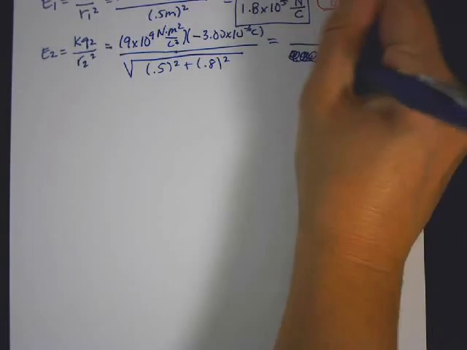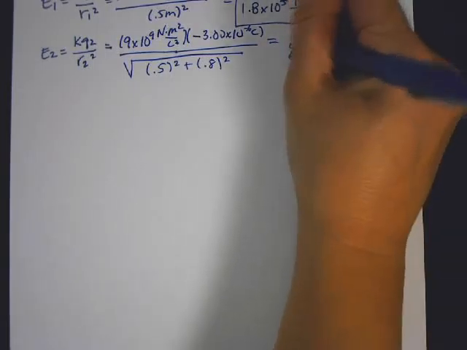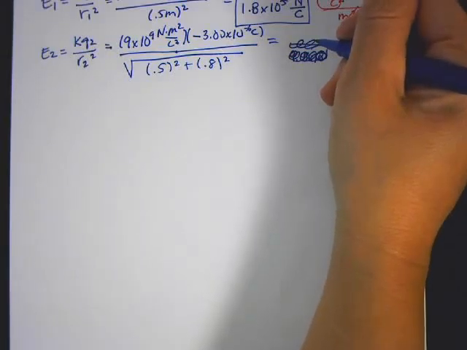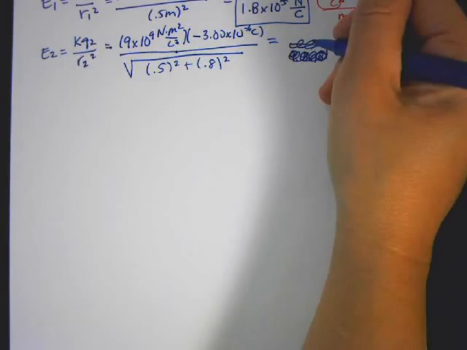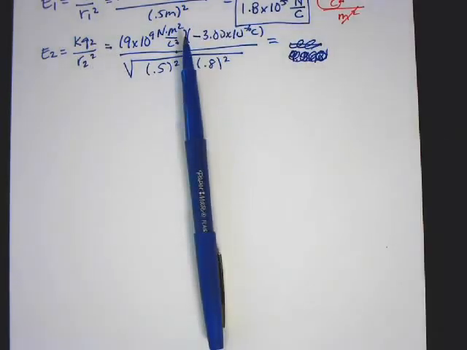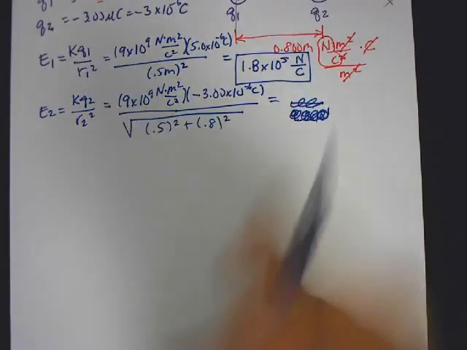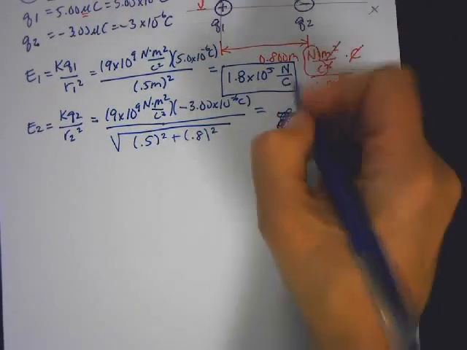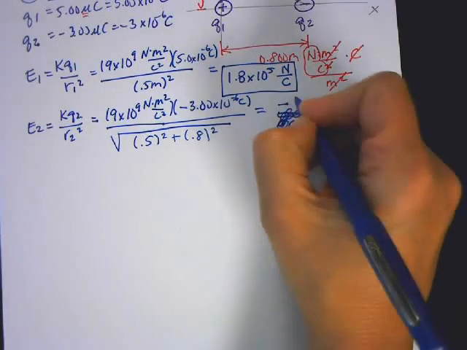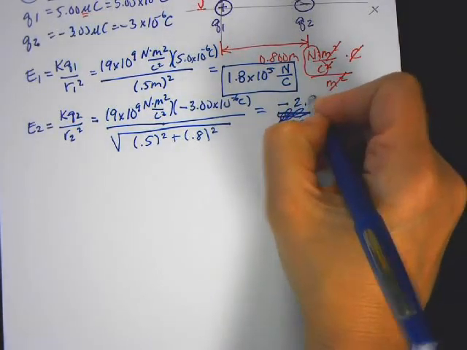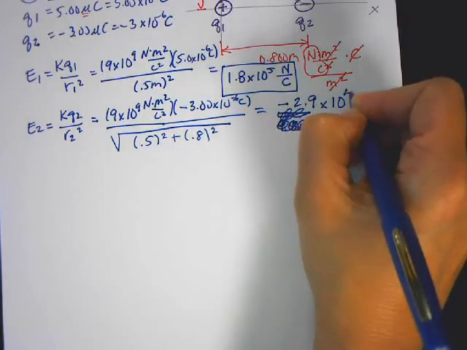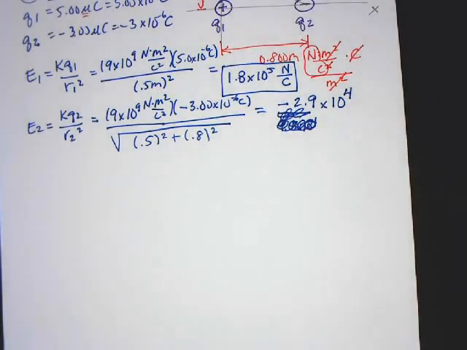So anyway, if we do this on the calculator, you have to be sometimes careful with your significant figures. You get negative 2.9 times 10 to the 4. And that's newtons per coulomb.